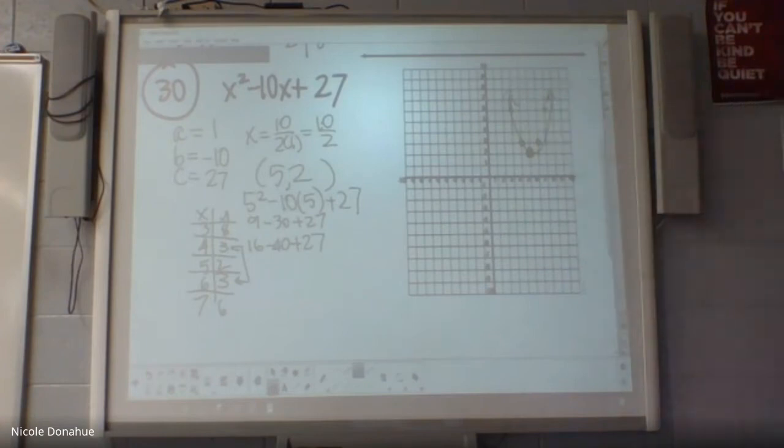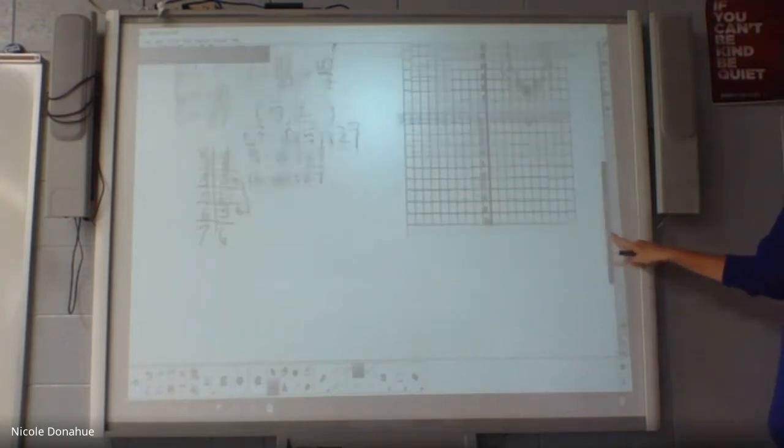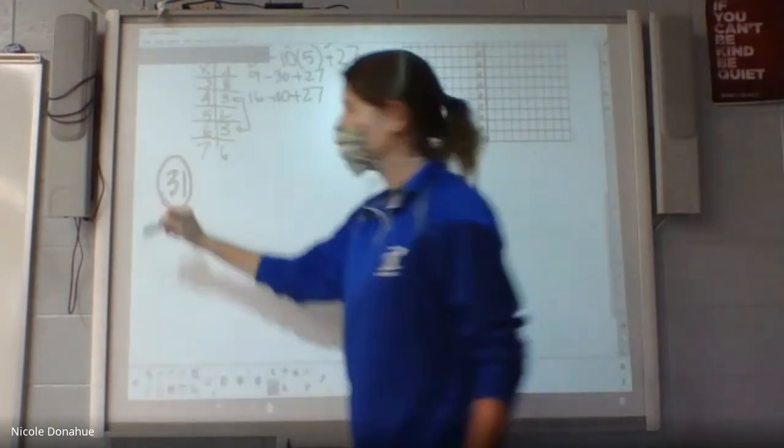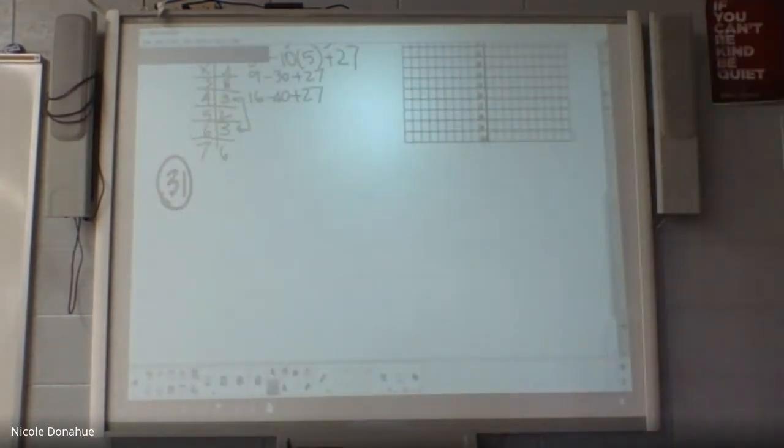So there is our parabola. And again, they didn't ask you to solve these, they just wanted you to graph them. All right, so 31 then. These they wanted you to solve. Is this the one that's way off the graph? Or no, 31 they didn't want you to.